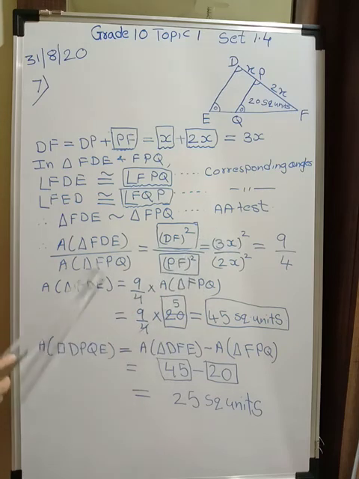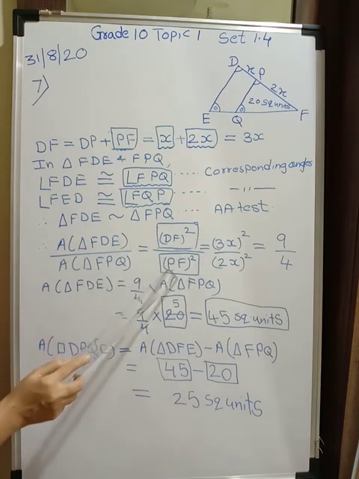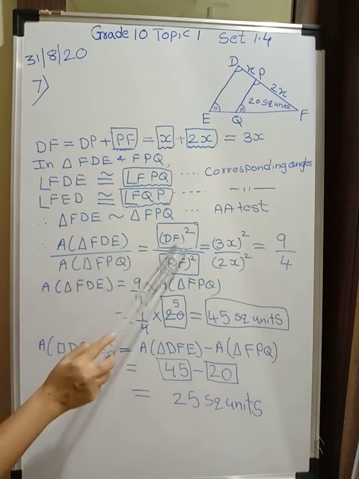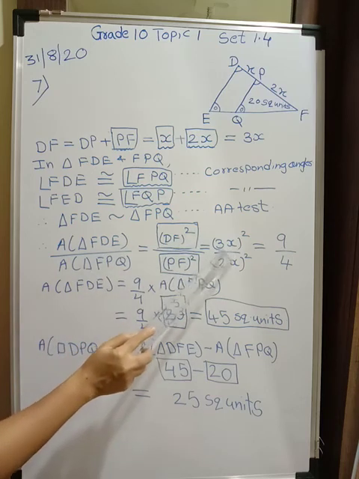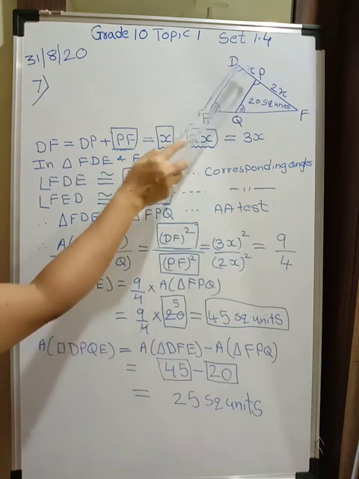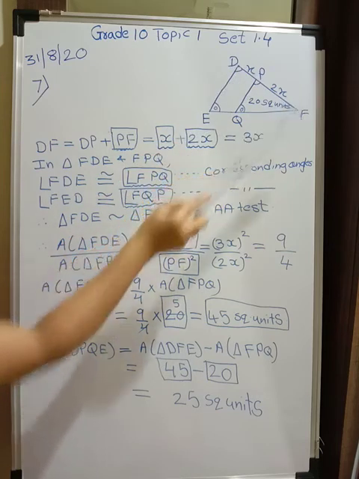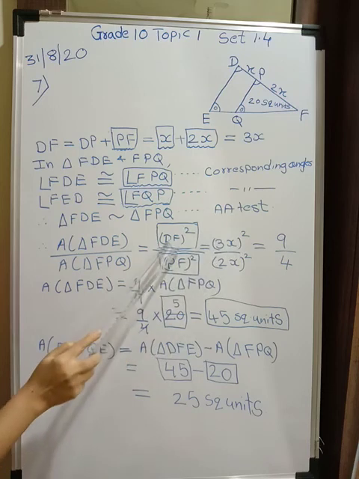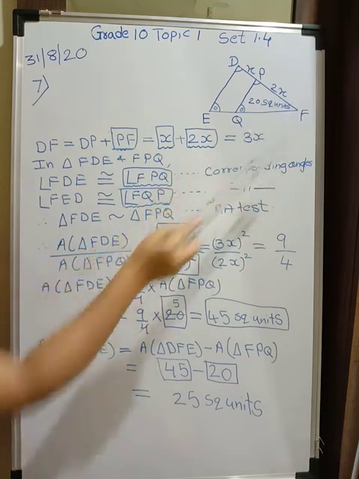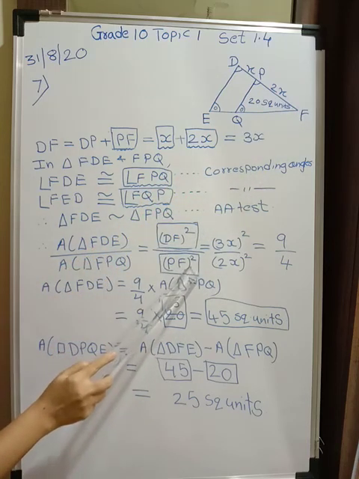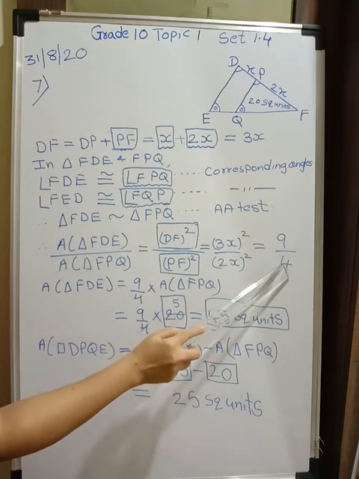Now once the triangles are similar, you know the sides will be in proportion. So what do we have? Area of DEF upon area of FPQ is DF square upon PF square. Look, what is 3x? 2x plus x, that means this complete is 3x. So wherever 3x is written, we have to write DF, and 2x is already PF. So I have written here DF square upon PF square, which is equal to 9 upon 4.